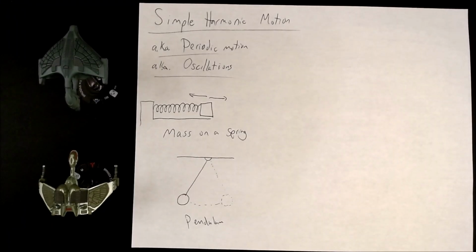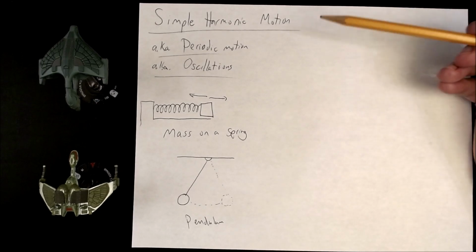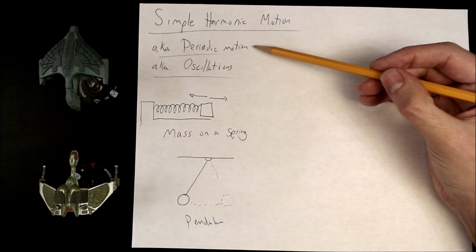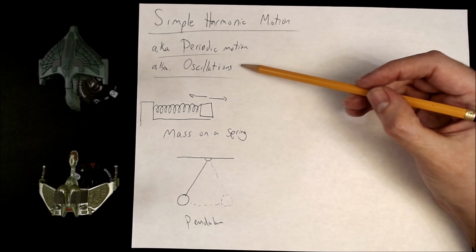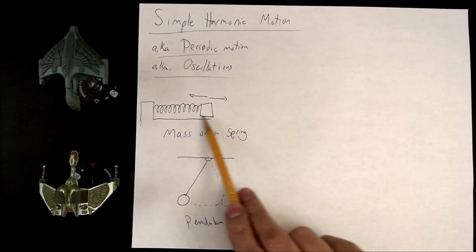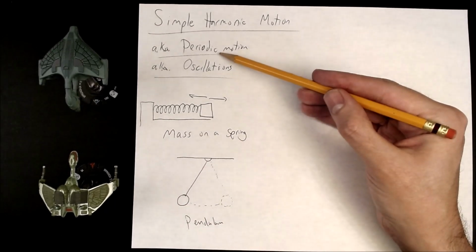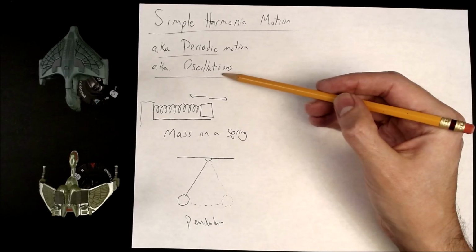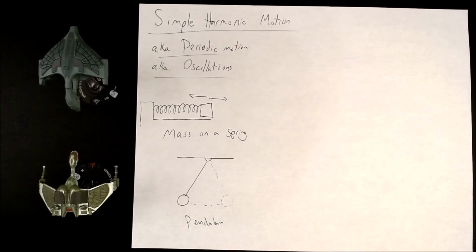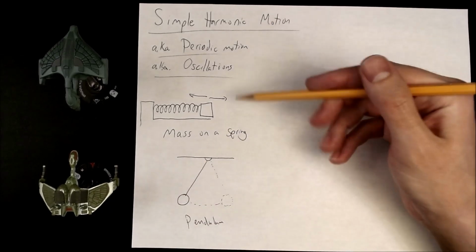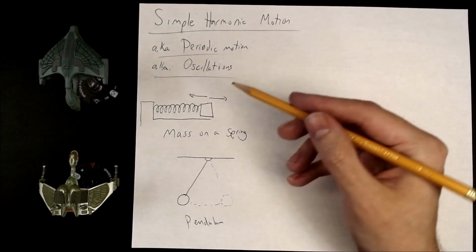I hope everyone has watched the videos that I linked in the description because that will be very important to understanding what is going on here. Simple harmonic motion is also known as periodic motion. It's also known as oscillations. Anything going back and forth in a certain period, oscillating in that period, can be described with simple harmonic motion. That's approximately true. The examples that we're going to talk about are all contiguous with each other in this way.